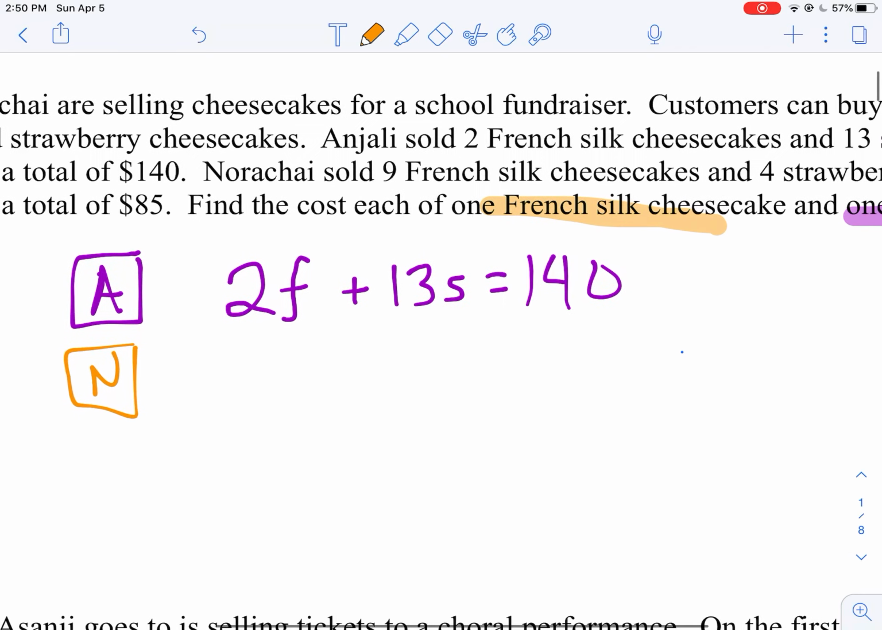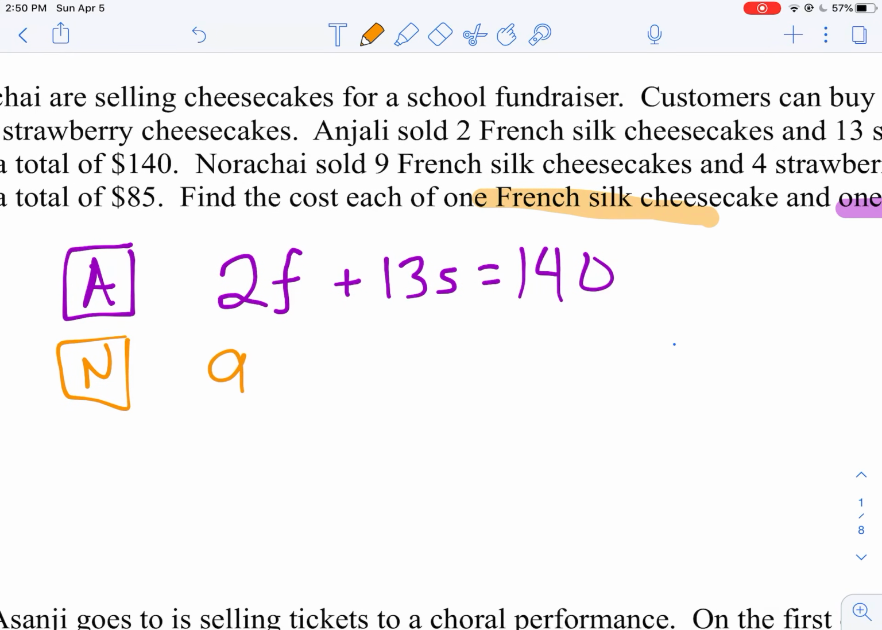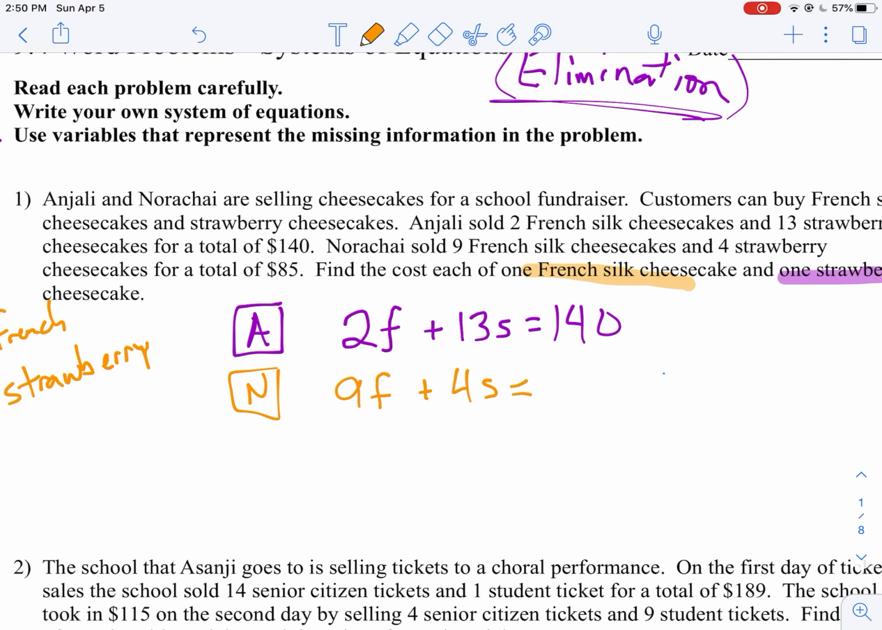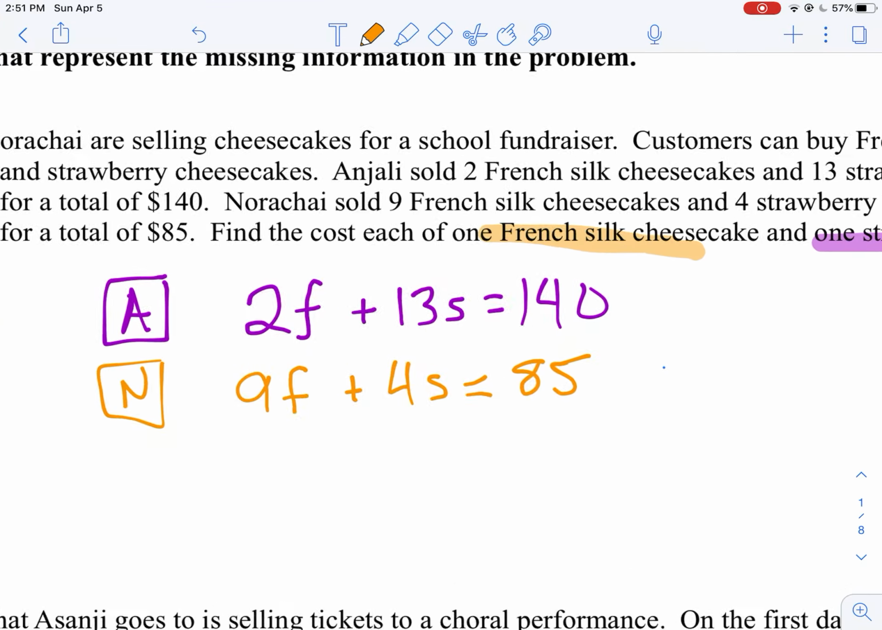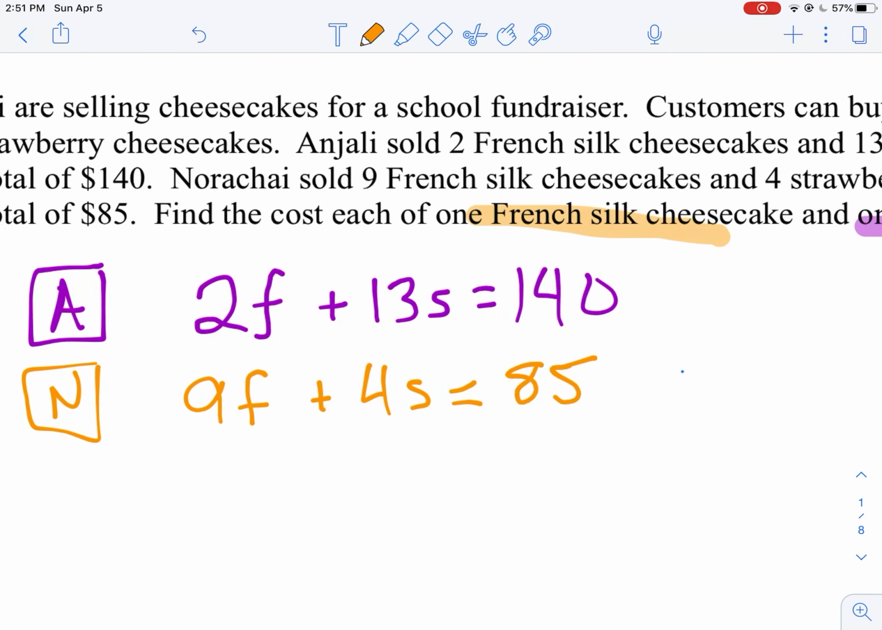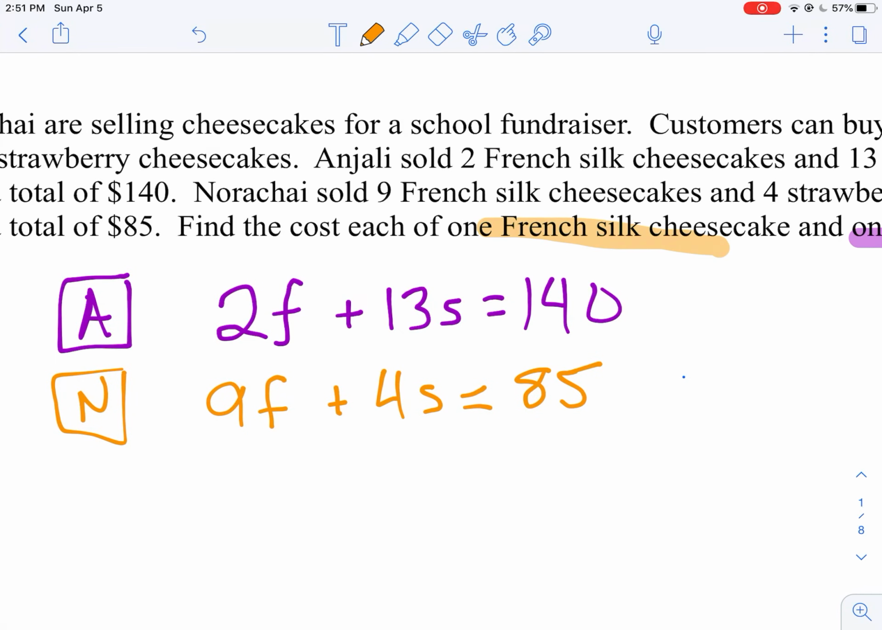All right, this person sold 9 French silk plus 4 strawberry for a total of 85 bones. So this Norakai person sold 9 French silk and 4 strawberry for 85. Find the cost of each. Once you set up these two, it's just an elimination problem. We are now going to figure out how we can get elimination either out of my F's for French silk or my S's for strawberry.